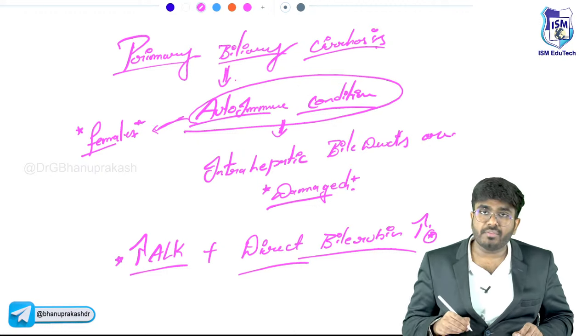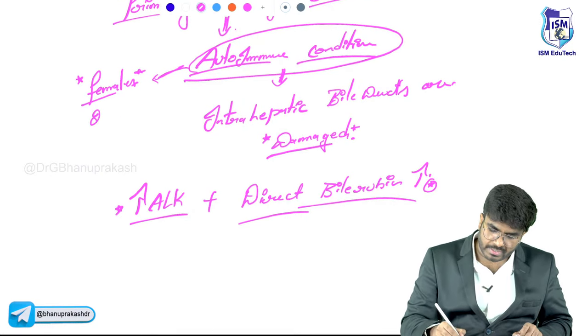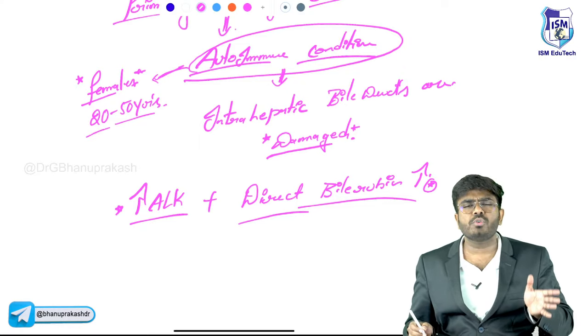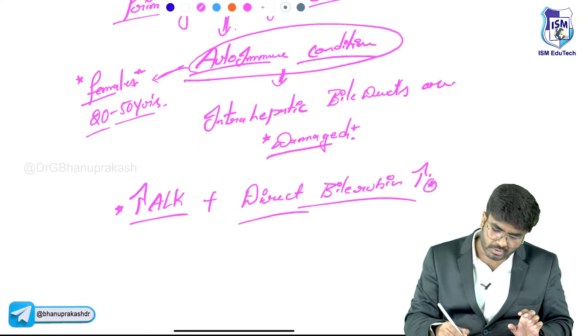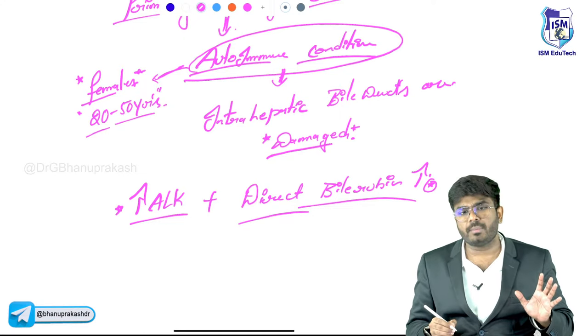It's going to be most commonly seen in females. In which females? Usually these females are going to be 20 to 50 years old. So young only. Usually it's seen in young age only, 20 to 30 or 30 to 40 years most of the times. So this primary biliary cirrhosis is seen in females.